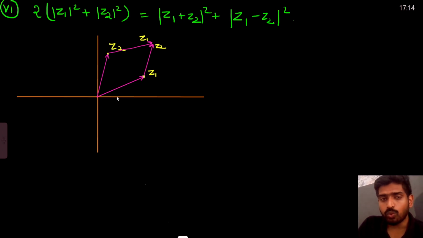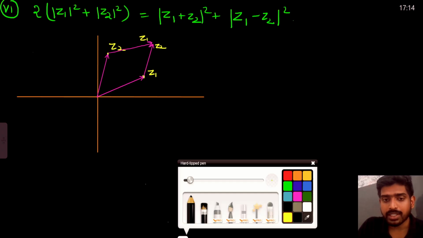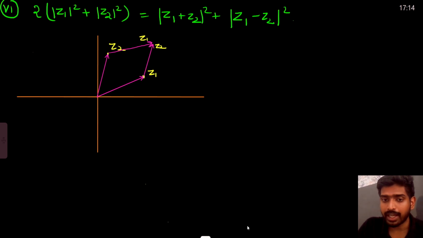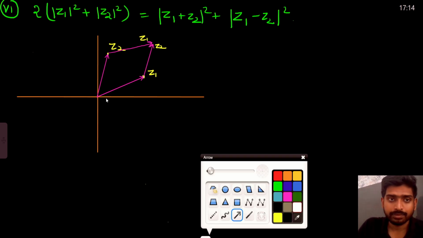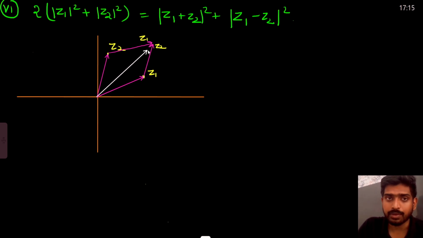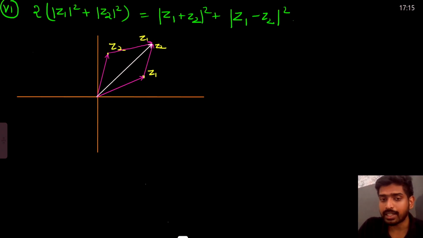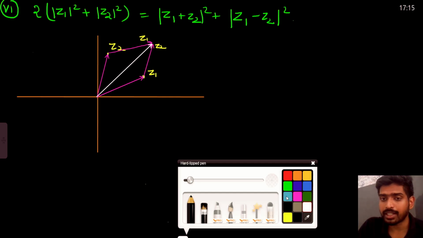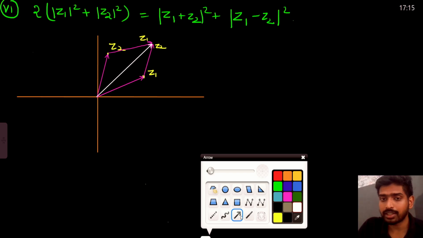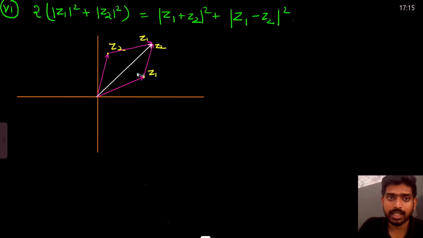So what is z1 plus z2? z1 plus z2 is the diagonal of this parallelogram. This line represents z1 plus z2. Got it? Now what is z1 minus z2? z1 minus z2 represents the other diagonal. This diagonal is z1 minus z2.